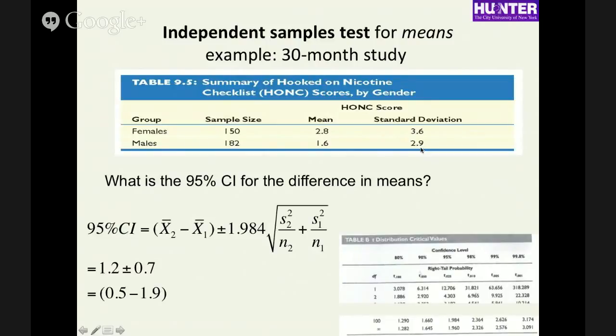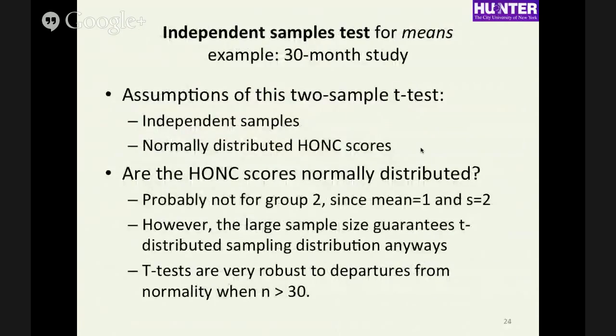So most likely this is a skewed distribution, because it can only go down to 0, but it can go up to fairly high values. So that normal assumption probably does not hold here, but this is a large sample size, 150, 182. So the t-test is going to be quite robust, and I'm not worried about it. So again, if you have sample sizes greater than 30, the t methods are very robust to deviations from normality in the population.